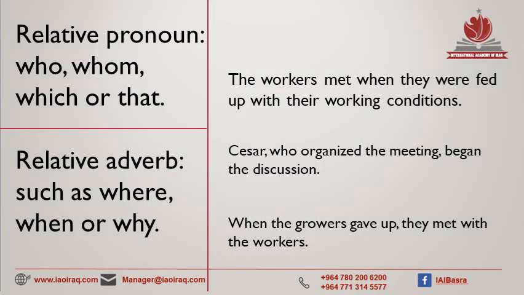So let's look at just 3 examples quickly, guys. So on the left here, I've got the relative pronoun. So what to look for? Who, whom, which, or that. Underneath is the relative adverb, such as where, when, or why. Okay, so let's look at number 1. The workers met when they were fed up with their working conditions.